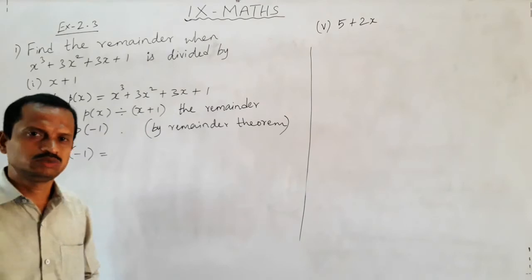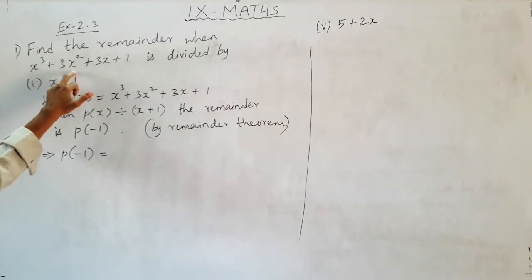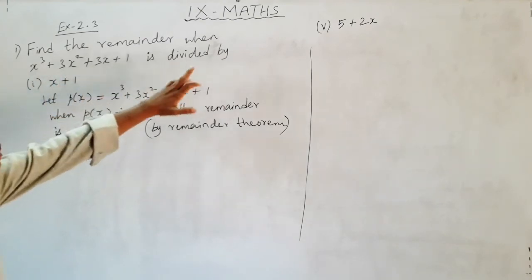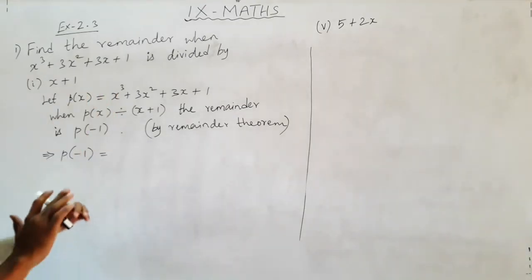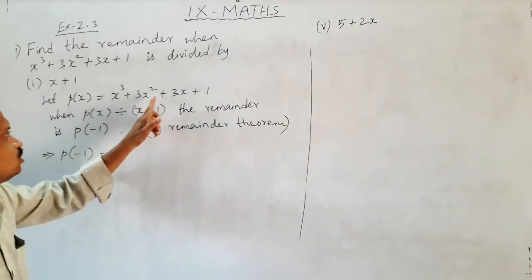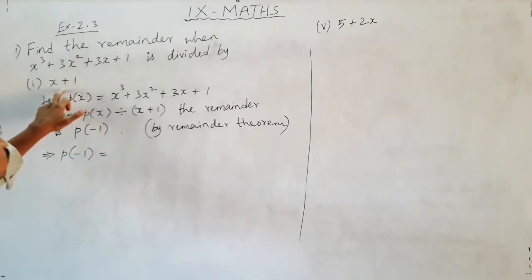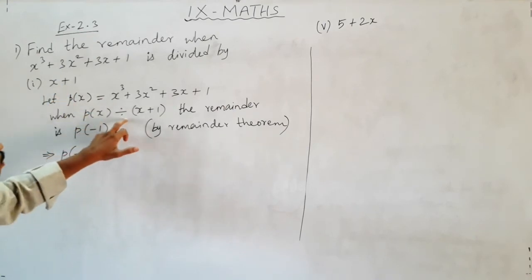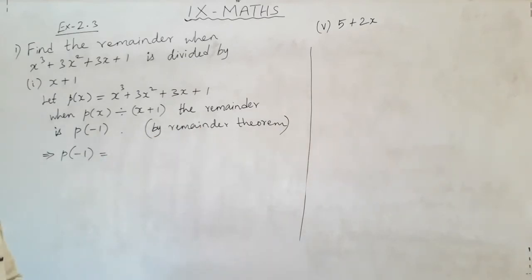Now coming to exercise 2.3, the first question: find the remainder when x cube plus 3x square plus 3x plus 1 is divided by x plus 1. So options are there. The first option is x plus 1, that is g of x. So let us name the given polynomial as p of x. So p of x is equal to x cube plus 3x square plus 3x plus 1. When p of x is divided by x plus 1, the divisor given here, the remainder is p of minus 1. This is because of the remainder theorem.